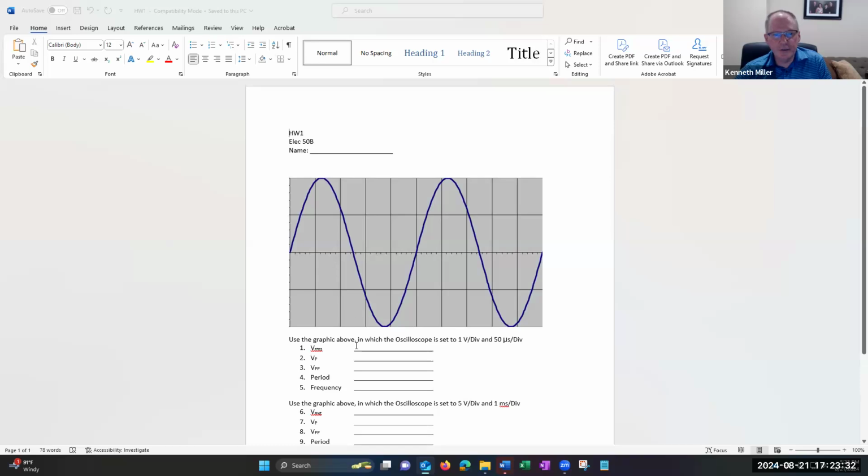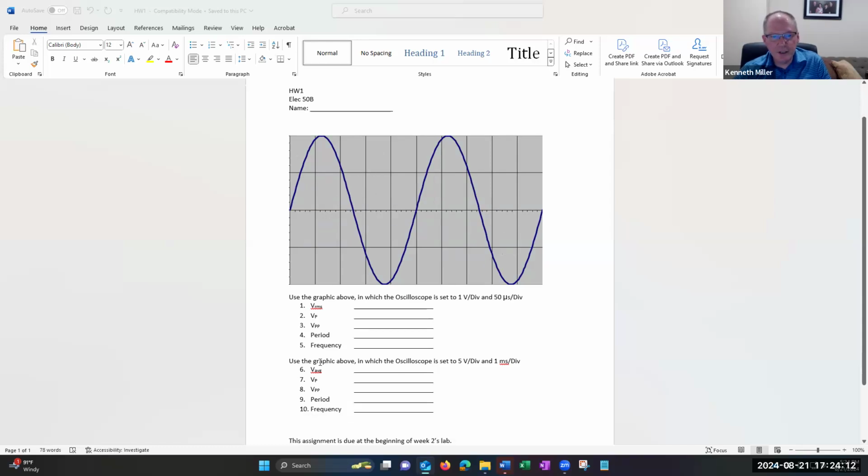All I ask you is, given this scope, so I took a screenshot of an oscilloscope, if it's set to 1 volt per division and 50 microseconds per division, the 1 volt means from right here to right here is 1 volt. That's 1 division, 2 divisions, 3, 4. So what is the voltage peak? This is going to be 2 volts peak. What's the voltage peak to peak? Would be 1, 2, 3, 4 volts peak to peak.